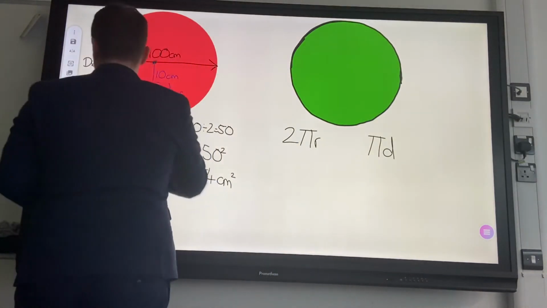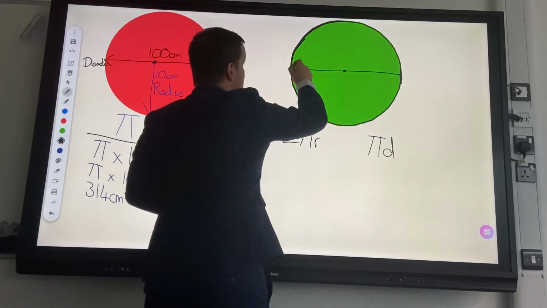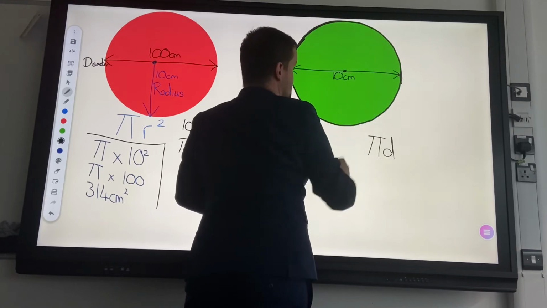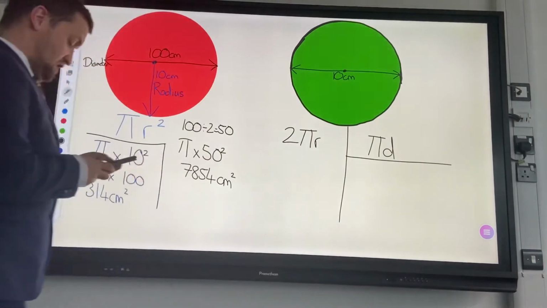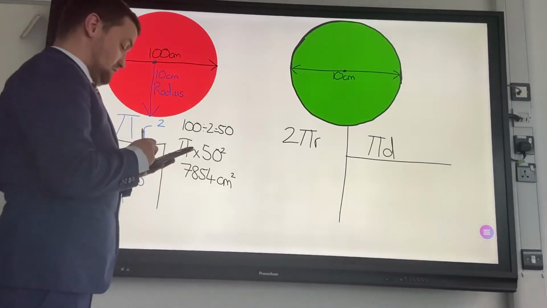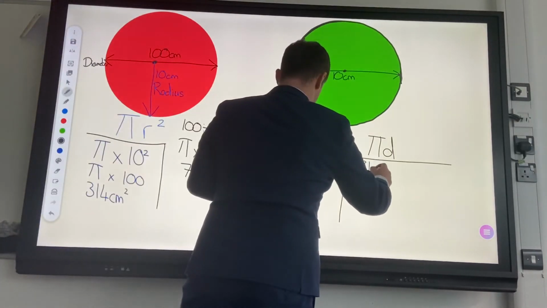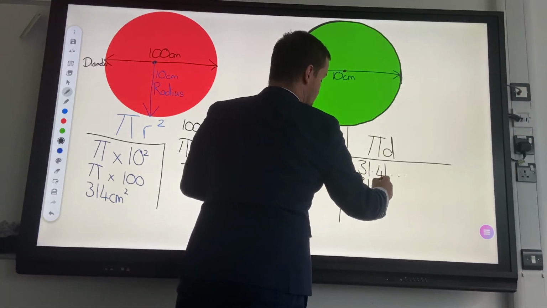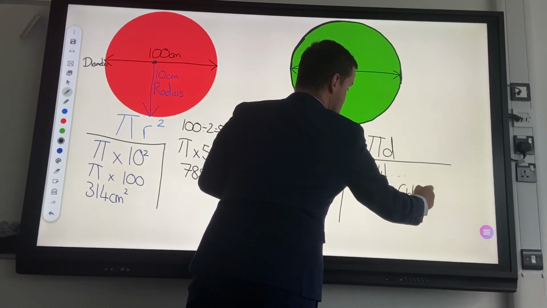So what I'm going to do on this, I'm telling you that the diameter is 10 centimeters. On your calculator, you're going to type in shift pi times 10, and it should come out as 31.41 and so on, which would be 31.4 centimeters if you rounded to one decimal place.